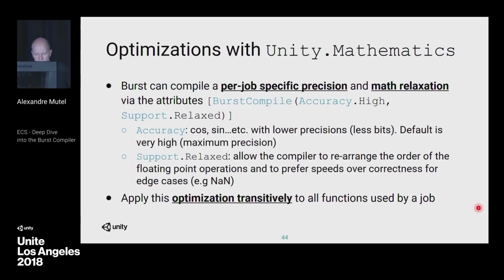And there is one key feature of Burst mathematical functions: you can compile a job with a specific precision and some specific relaxation mode. So you can say, oh, I don't care about the order of the mathematical operations, I don't care about the correctness. And if you configure this in your job, it's going to be more optimized. And this applies transitively to your code. So if you set this up on your Burst compile attribute with this accuracy support on your job, it's going to apply to all mathematical functions that are used within your jobs.